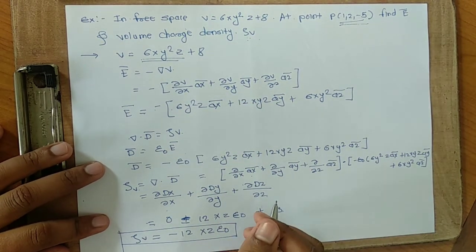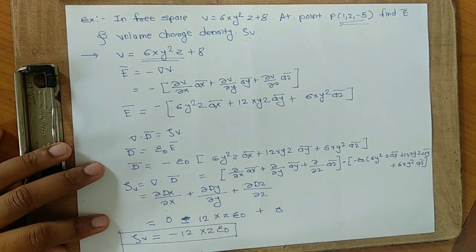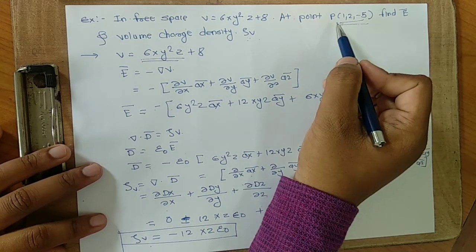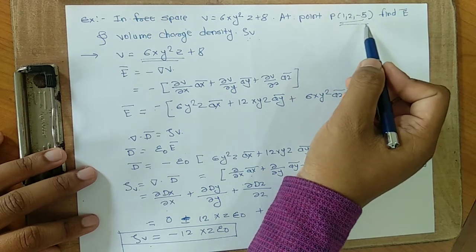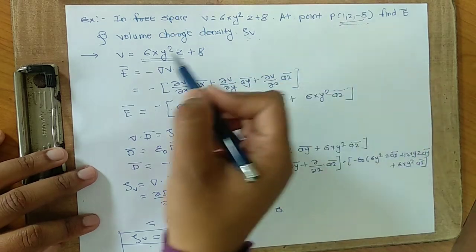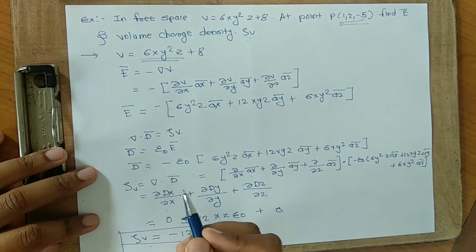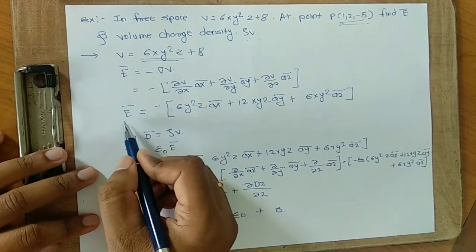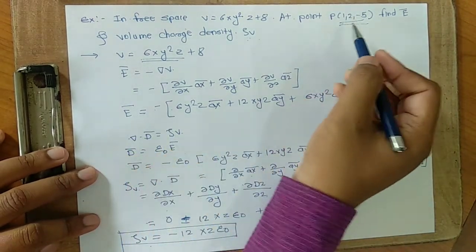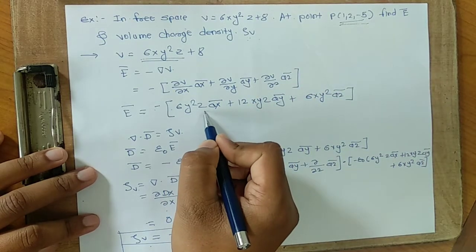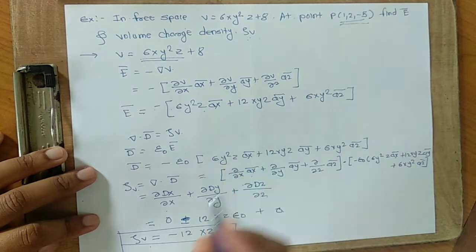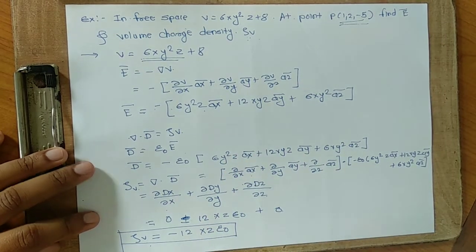So that is the way you have to calculate for different parts. I have calculated this rho v, but we have to calculate for the point 1, 2, minus 5. At point P (1, 2, minus 5) find E bar and volume charge density. While finding this E bar, just put the values: x is 1, y is 2 and z is equal to minus 5, and calculate the E bar value and rho v value. So it is very easy.